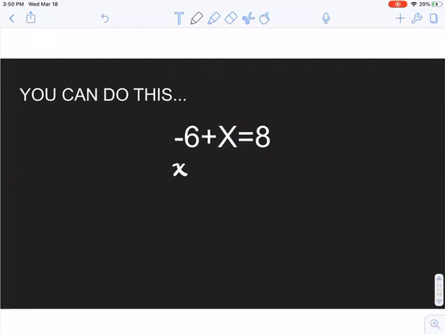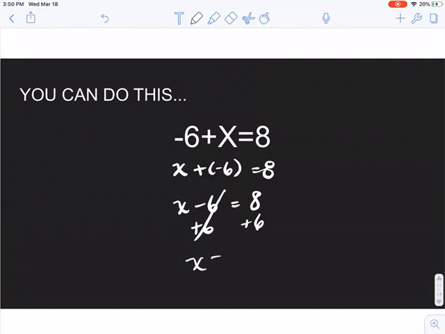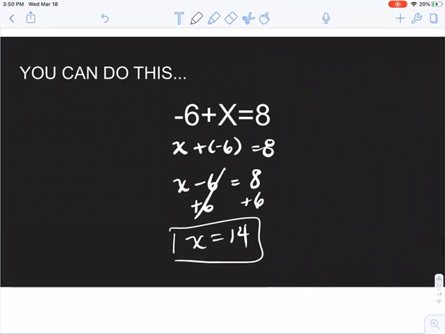Again, this could be written as x plus a negative 6 is equal to 8, or x subtract 6 is equal to 8. Whatever the case may be, you still need to balance out that negative 6. So you add 6 to each side, and then you end up with x equaling 14.